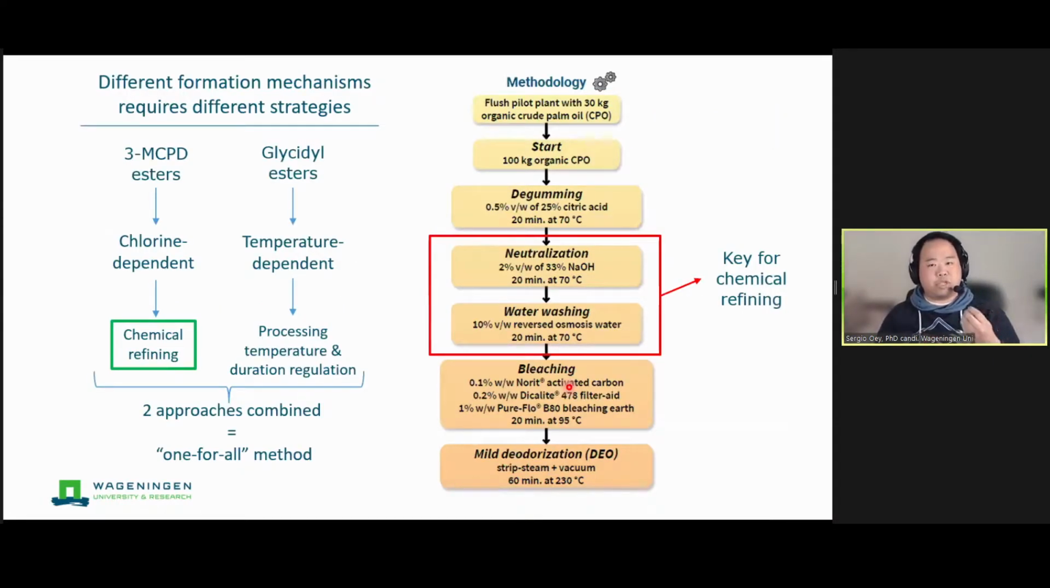These processing contaminants have different molecular structures, but they are also formed differently. For example, 3-MCPD esters are chlorine dependent, which means that if you have a lot of chlorine, then you can potentially form a lot of 3-MCPD esters in your end product. And glycidyl esters are temperature dependent. So if you increase the oil temperature during processing way too high, or process it too long at too high a temperature, then you can increase the concentration of the glycidyl esters.